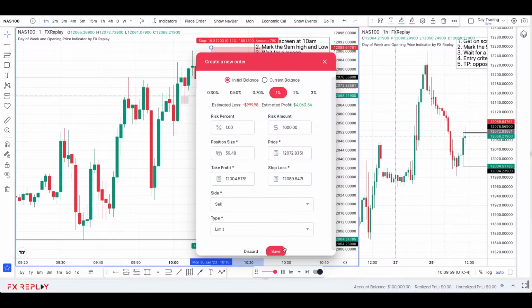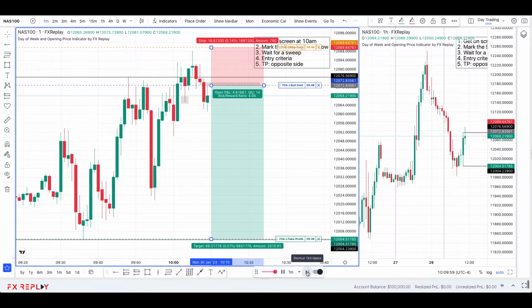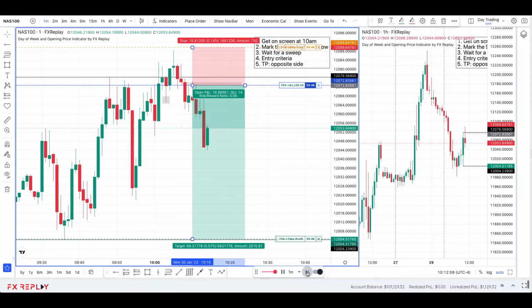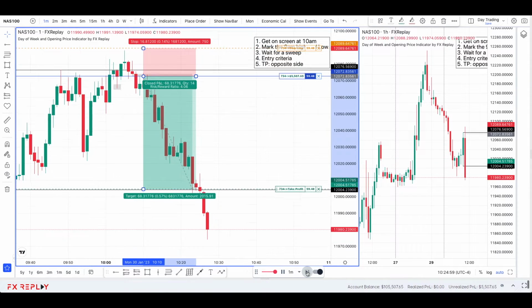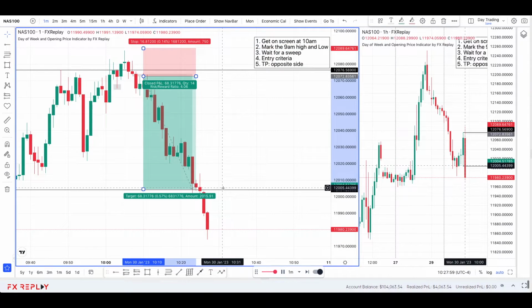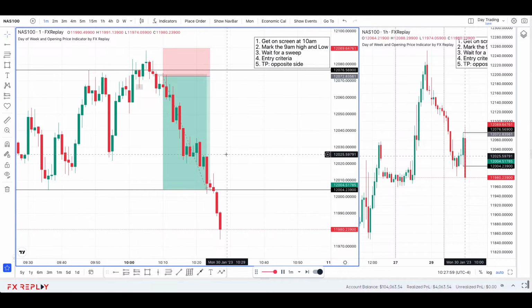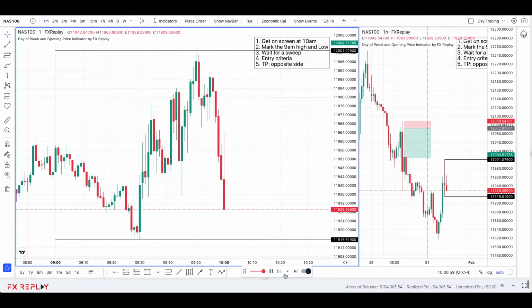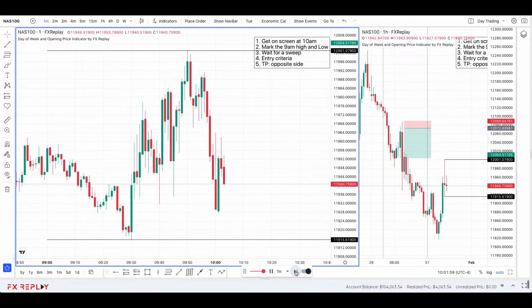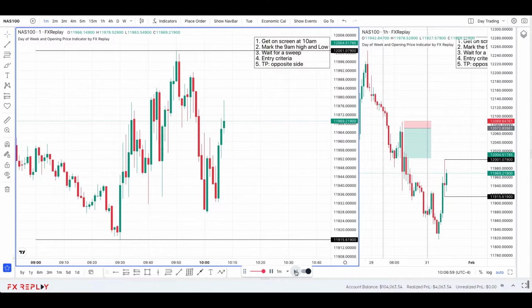Let's see. So we got triggered. And then a beautiful take profit to start off this backtesting. We'll just do some days, maybe a complete month, and then we'll see how it goes. Alright, so now we have the new day, so we need to move those lines to the 9 AM candle.